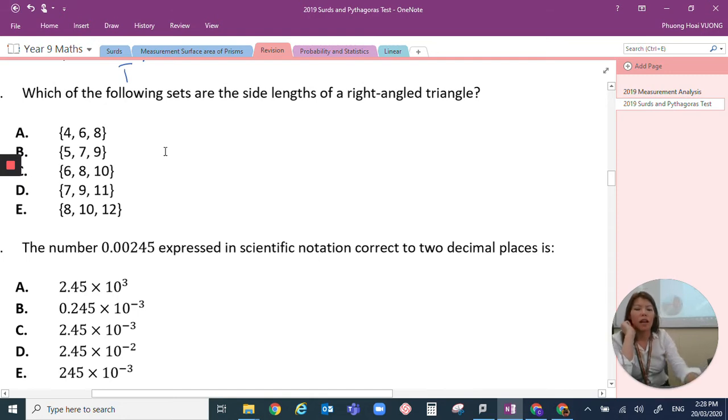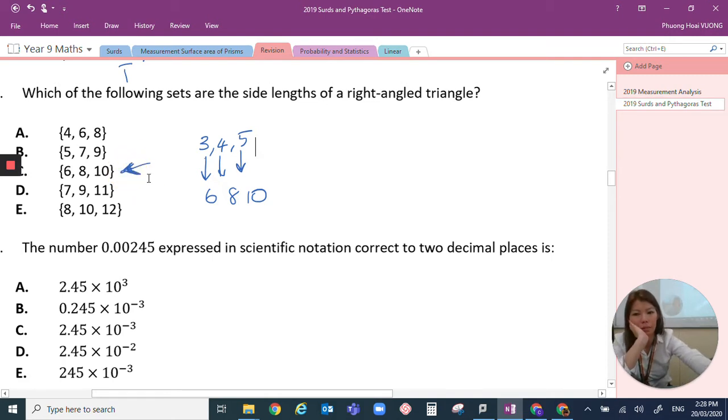Which of the following sets are the side lengths of a right angle triangle? So you should remember that 3, 4, 5 is one triad that you memorize. Okay, everyone, make sure you memorize that. And if you multiply it by the same number, it's like zooming in and out of a triangle. So if we multiply by 2, we get that. So that is definitely our answer. I think that's the hardest question in the multiple choice.